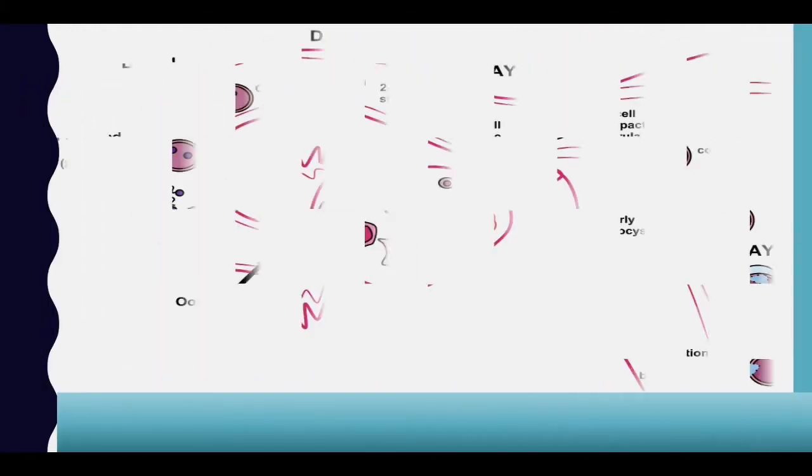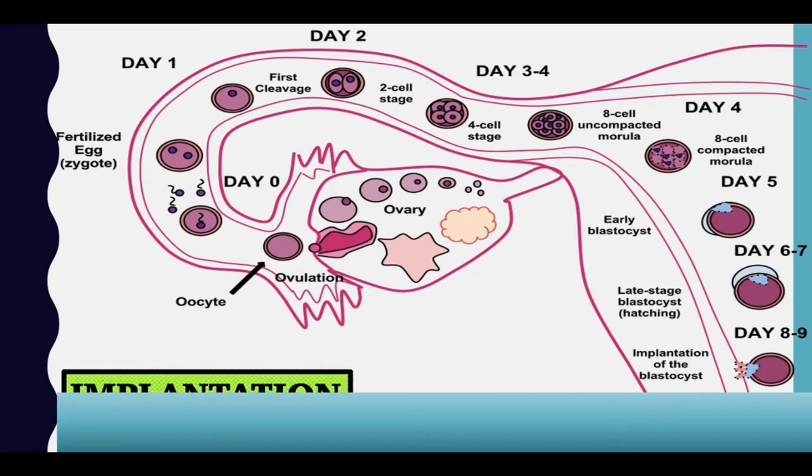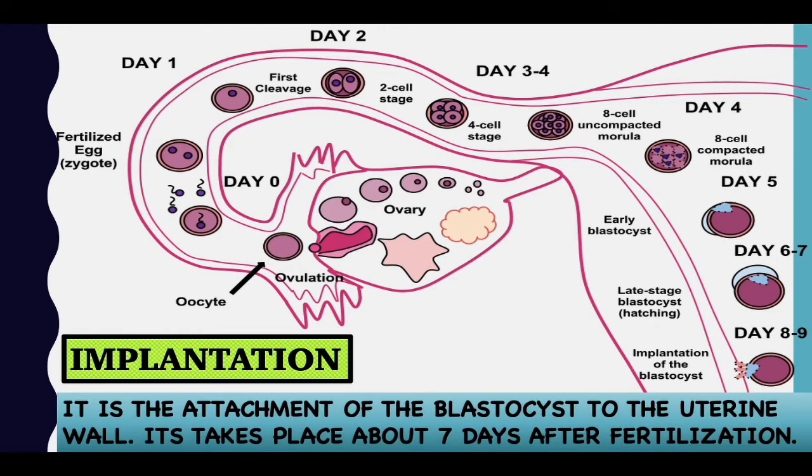Now the process of implantation. It is the attachment of the blastocyst to the uterine wall, and it takes place about 7 days after fertilization. In this picture you can see that, after ovulation, the oocyte enters the fallopian tube, and here the sperms are present for fertilization, and here the fertilization occurs.